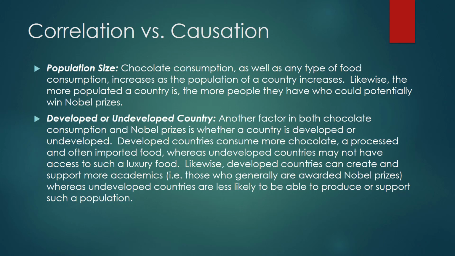Likewise, developed countries can create and support more academics, which, if you think about it, higher education is really more of a luxury than a necessity. And in order to win a Nobel Prize, you usually have to pursue higher level education. So hopefully you can see that these lurking variables, these confounding variables that are sort of off to the side and aren't actually represented in our scatter plot, really come into play when we look at these two variables.